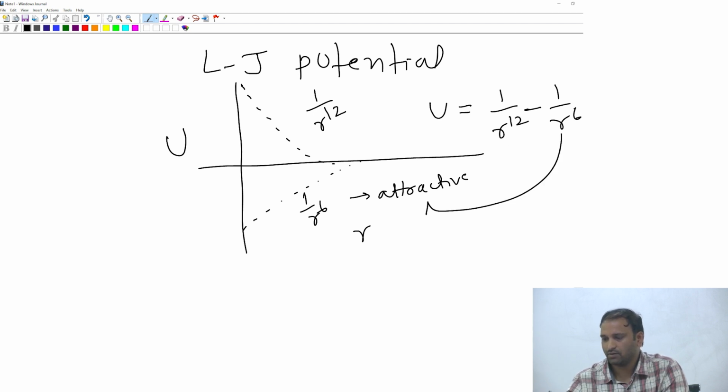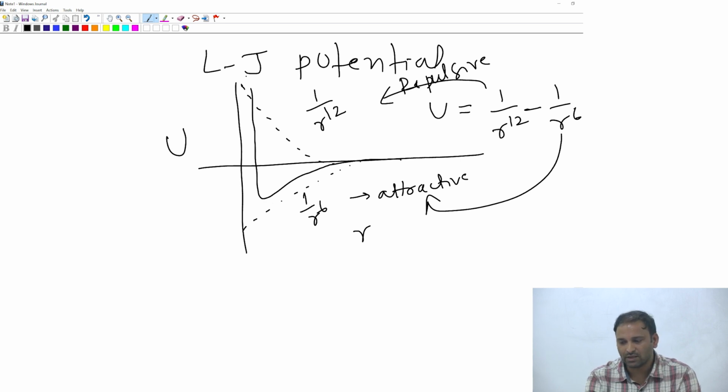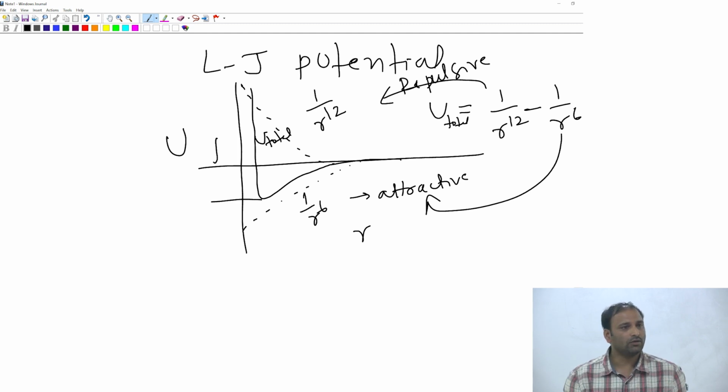Right here, so that's your attractive force, and 1 over r^12 is a repulsive force, right. And if I were to sum up these two, typically your plot would look something like this, okay, that's the total potential, that is U in this case, if you want to call it U total or just U. And what can you say from this plot?